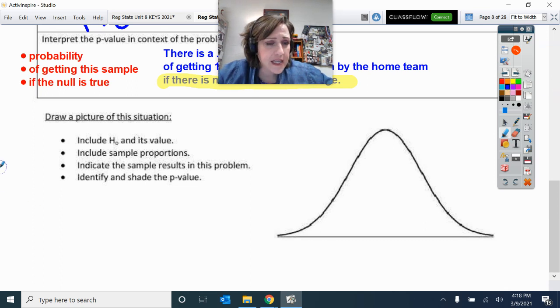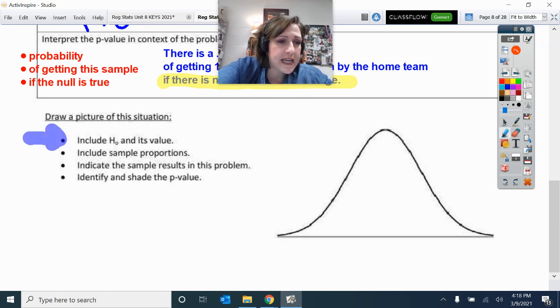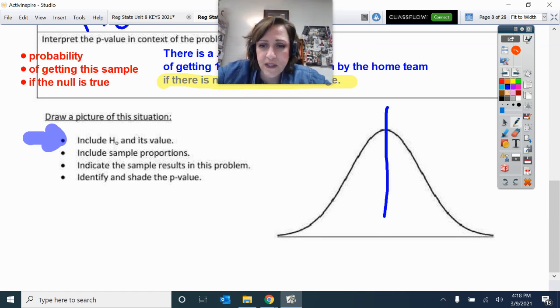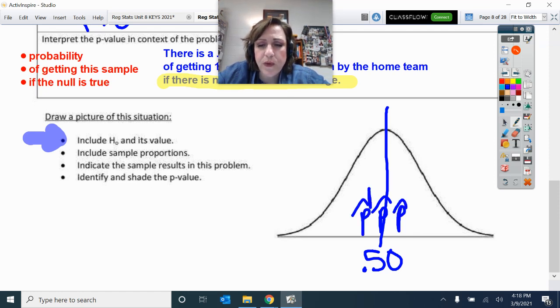Include the null hypothesis and its value. That's going to be the 50% of games. So here's no home field advantage. We got 50% of games won by the home team. Sometimes it's exactly 50%, sometimes it's a little more than 50%, and so on. So we get all these little things, sometimes a little more, sometimes a little less. You get different data than me because of sampling variability.